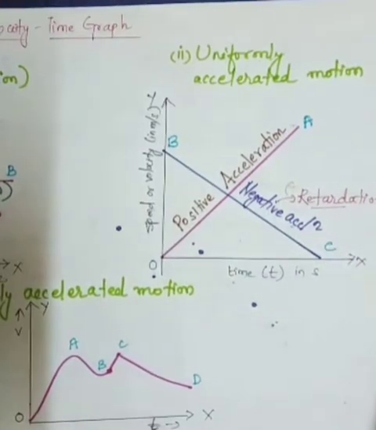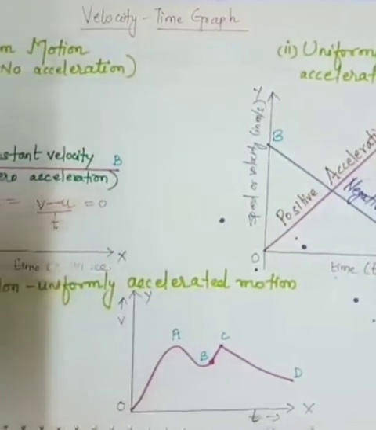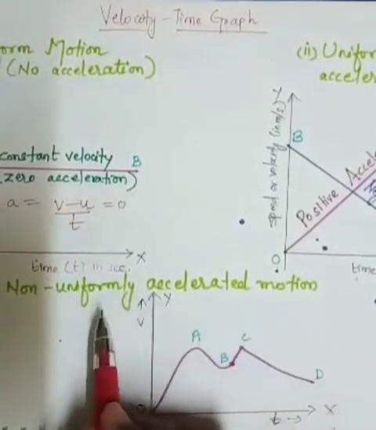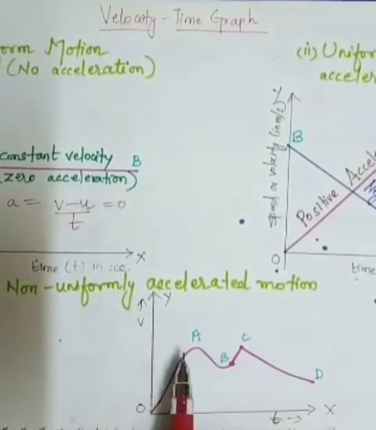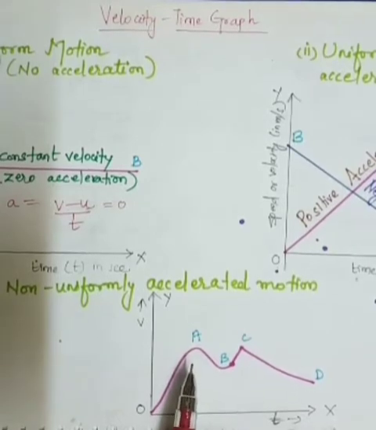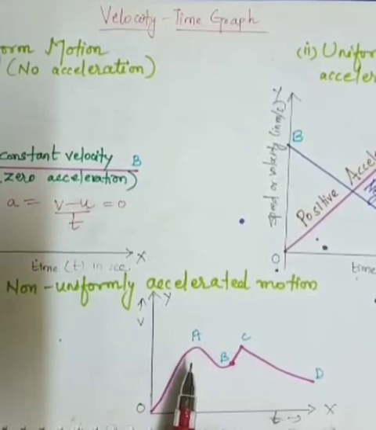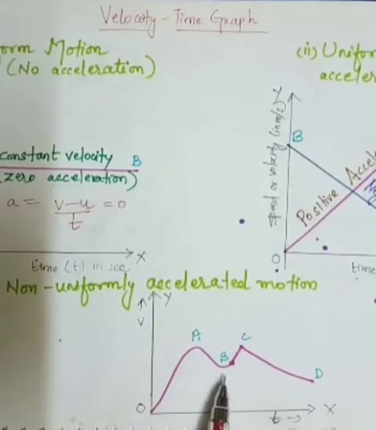Now the third case: non-uniformly accelerated motion. Non-uniformly means the velocity is not changing with the time in a uniform way. That is, there is an equal time interval, but the change in the velocity is not equal. It is varying. For this, the nature of the graph can be in this way. That is, it will not be a straight line or a parallel, but will be a curved line.